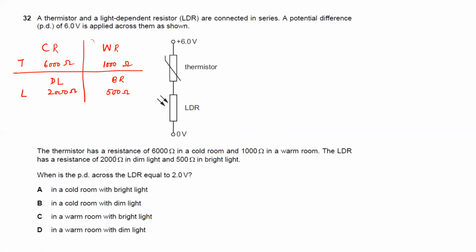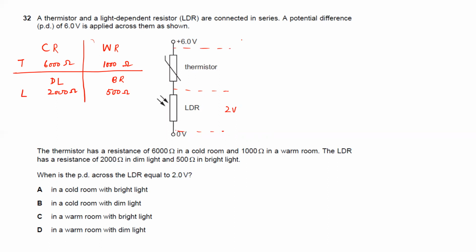Okay, so when is the potential difference across the LDR equal to 2 volts? We have to select a combination of these resistances in order to determine which room and which lighting we are in, such that the output voltage appearing across the LDR is 2 volt. So let's first see the mathematics of this.